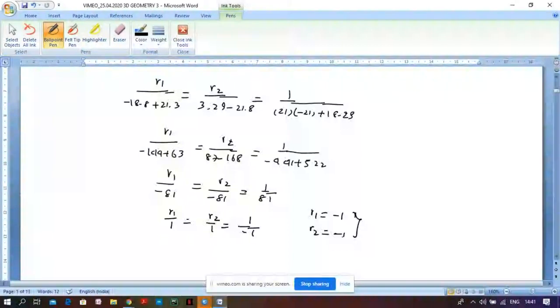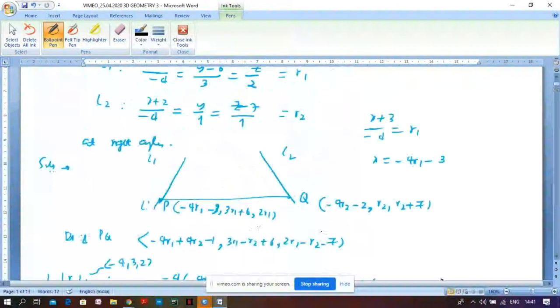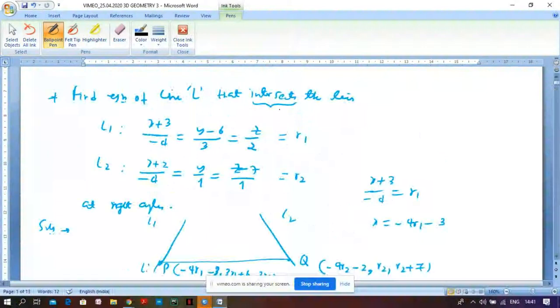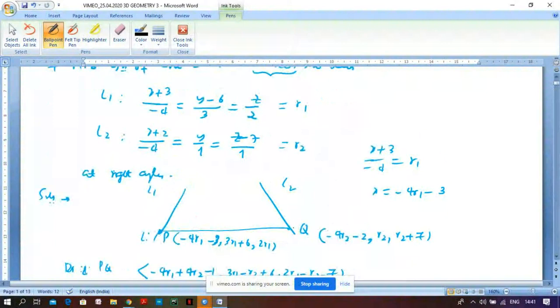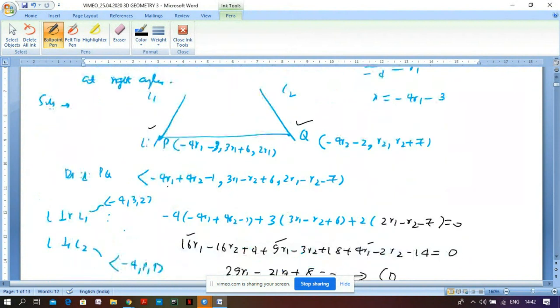So let's review what we got till now. Given we wanted to find a line L that intersects both lines L1 and L2 at right angles. So we started with a general point P on L1 and Q on L2. So these PQ are there. And we say that this line L, I can easily write. And so now the line L with this direction ratio, perpendicular to the line L.